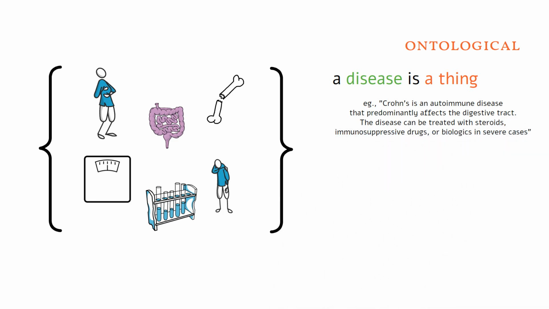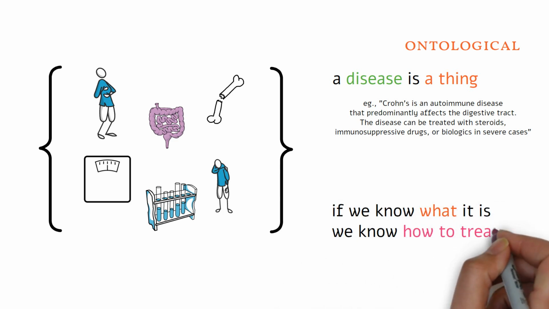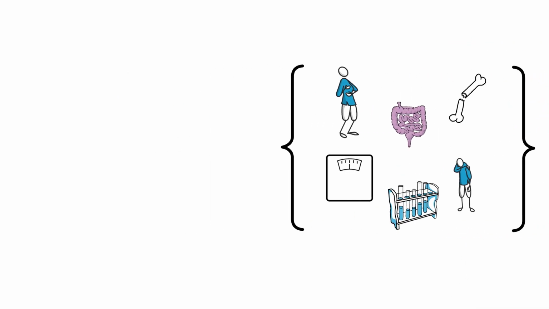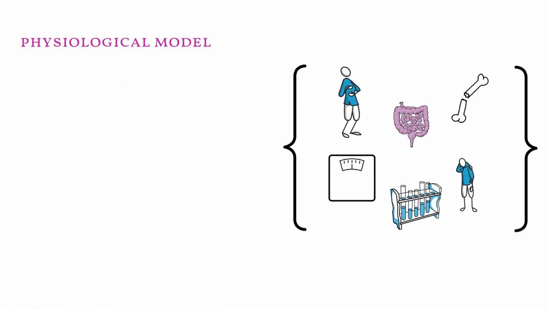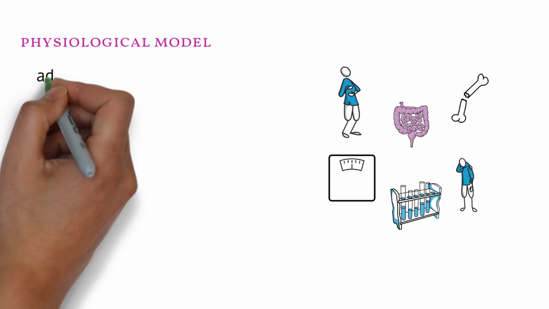Perfect, the ontological model says. We know what the disease is, and we know how to treat it. The aim is diagnosis. Not so fast, the physiological model says. Diseases aren't things. We don't even know what causes Crohn's disease, and it appears differently in different patients.